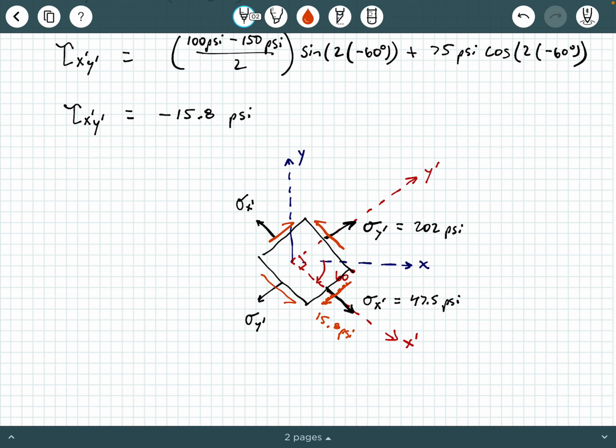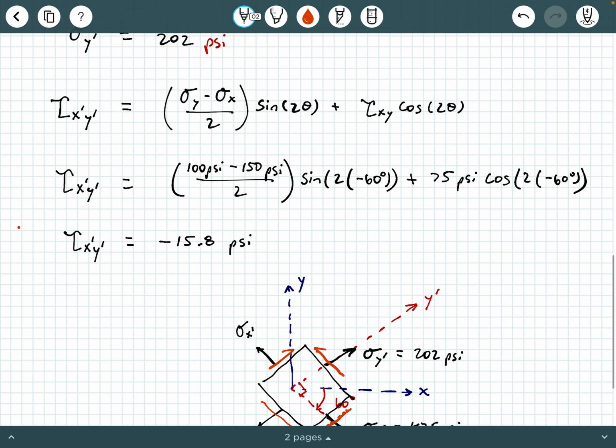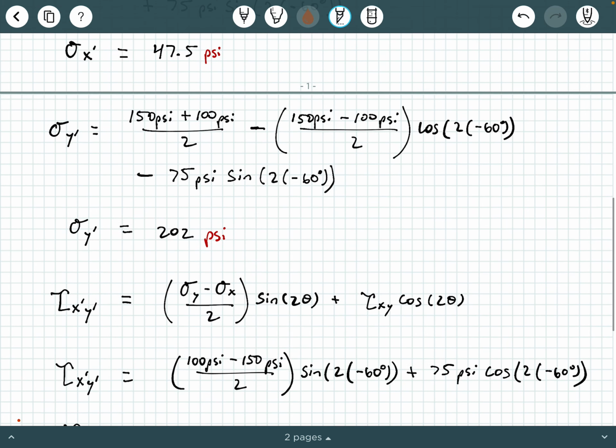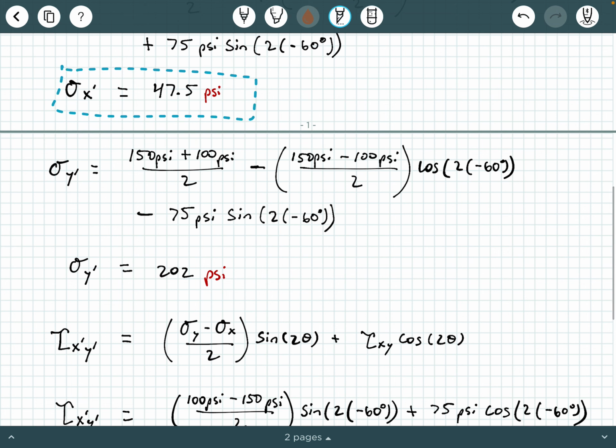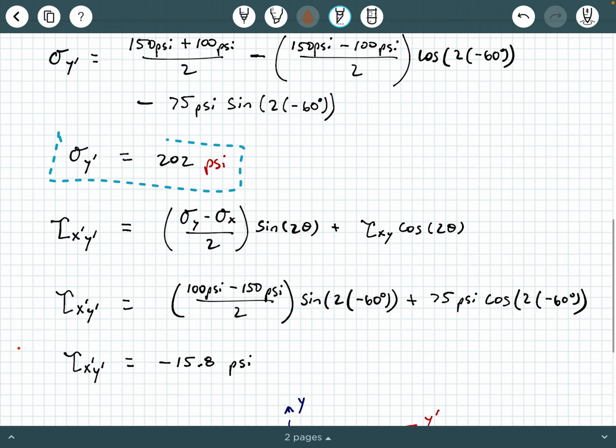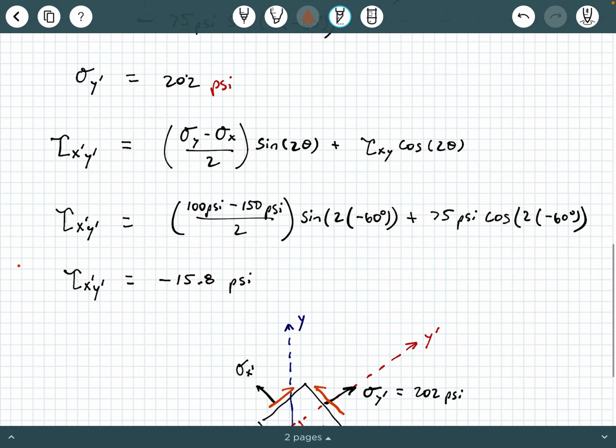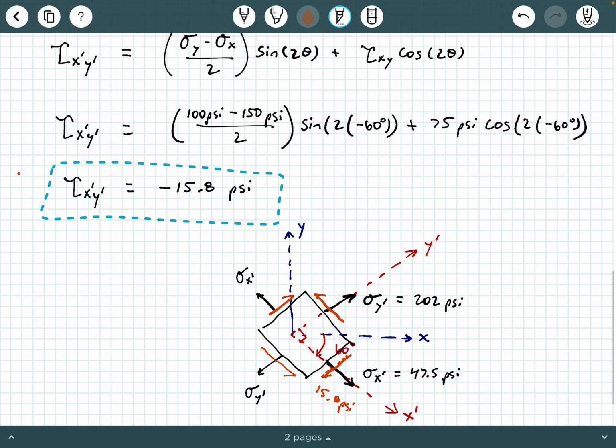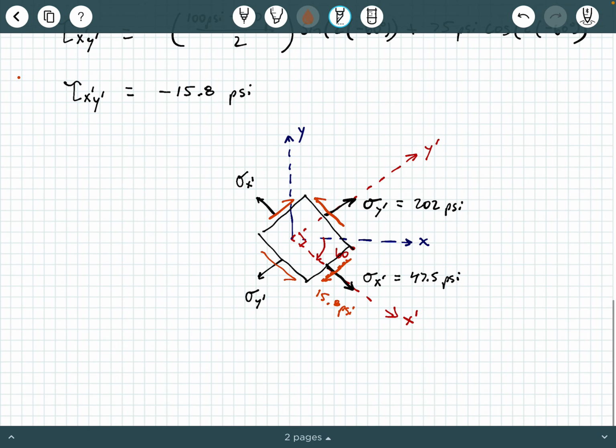Again, not my best artwork, so maybe take some time and draw this nice and neat on your own paper and make your artwork look better than mine. But this is the final sketched element, and that concludes our example. And again, your sigma x prime, your sigma y prime, your tau x prime y prime, and then your transformed element are all part of your answer.